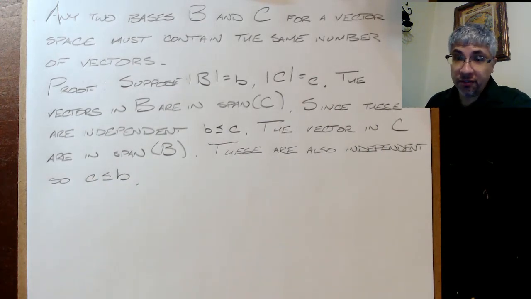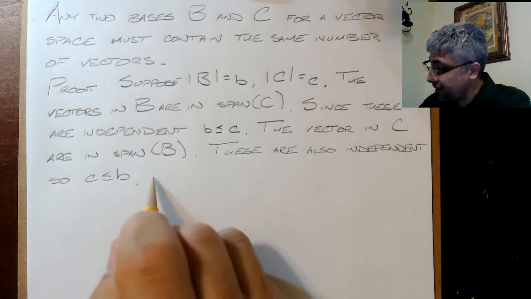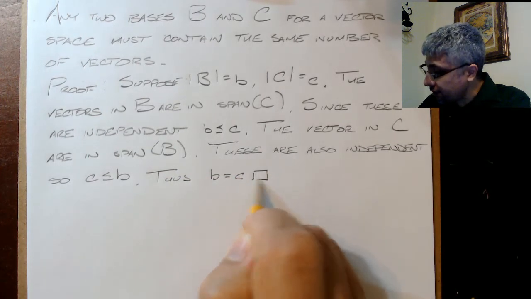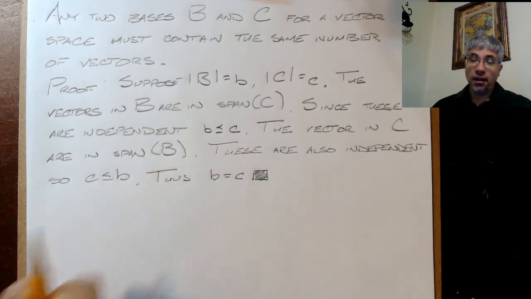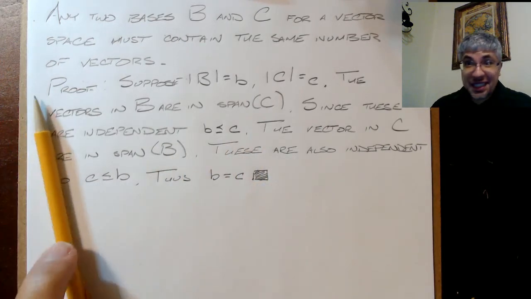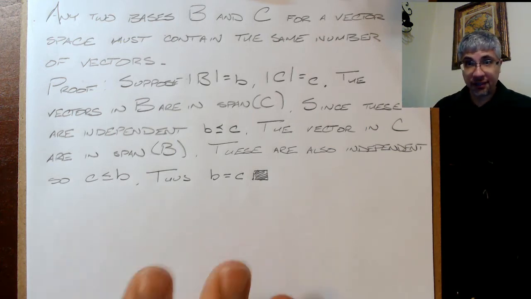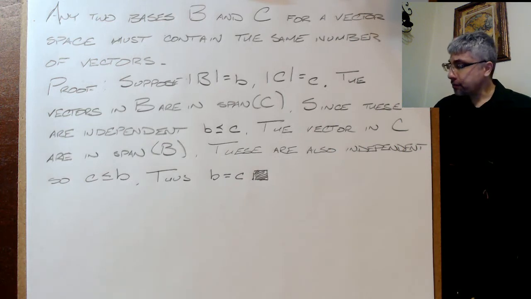And what does that mean? Well, if b is less than or equal to c, and c is less than or equal to b, that's what we wanted to show. They have the same number of vectors. So, it doesn't mean that there's a single basis. There are lots of ways in general to choose a basis for a vector space. But no matter how you choose that basis, it will always have the same number of vectors, no matter what you do. And simple proof, though it relies heavily on what we did before.